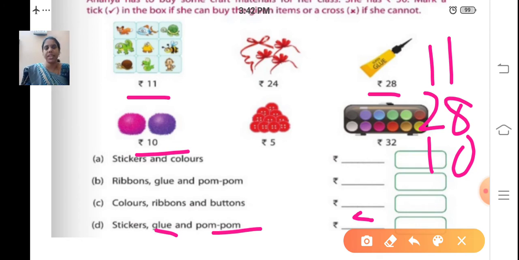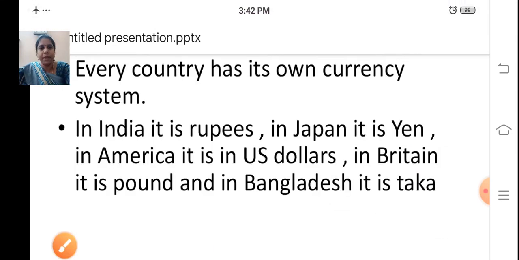Isn't it clear now? So Ananya is having only 50 rupees. So if she buys within that 50 rupees, you just put a tick mark. And if it exceeds more than that, she cannot buy, isn't it? So just put a cross mark. And if your mother gives you 50 rupees to buy ice cream, and it is 60 rupees, can you buy that ice cream? You are having only 50 rupees in your hand and that ice cream is around 60 rupees. Can you buy that? No, right? So you cannot buy. So same way, next.